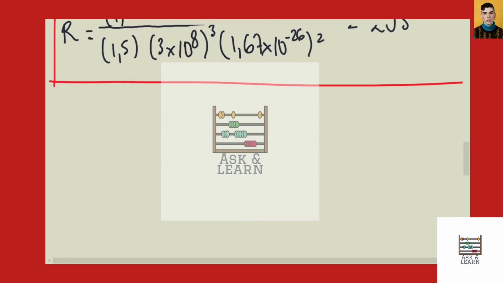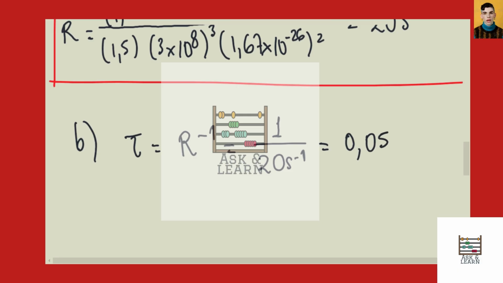Now for part B, we are told that from the transition rate, we should estimate the average time required to complete the transition. This is the lifetime of the n equals 1 vibrational state of the molecule. The lifetime is just the inverse of the rate that we have just obtained. So that will be 1 divided by 20 seconds to the minus 1. From this, we obtain a value of 0.05 seconds. So that's the solution for this problem.